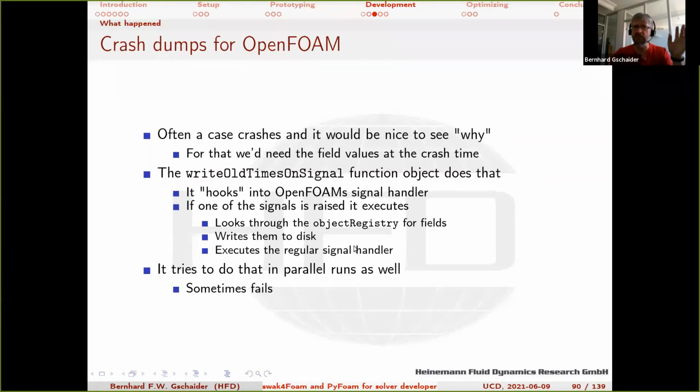So basically, if you have a floating point exception and you've specified, please handle floating point exceptions, if you have a division by 0, for instance, then it writes out all the fields exactly as they are currently. Then you can go to ParaView and look and say, oh, okay, is it because the density became 0 somewhere, or what happened? It also tries to do that for parallel runs, but because of technical details for some OpenFOAM versions, this doesn't work. That's something where I'm always catching up.